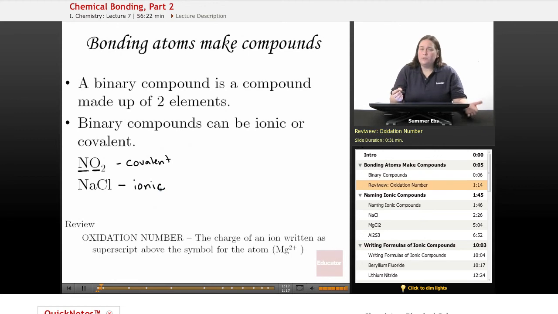What we're going to be using a lot today that we've talked about before is oxidation numbers. The oxidation number is the charge of the ion written as superscript, meaning above the symbol of the atom. So what I have here is this magnesium, and this 2+ here is our superscript oxidation number. We're going to be using that a lot in figuring out these bonds and how many of each element we need. The oxidation number is really important for that.